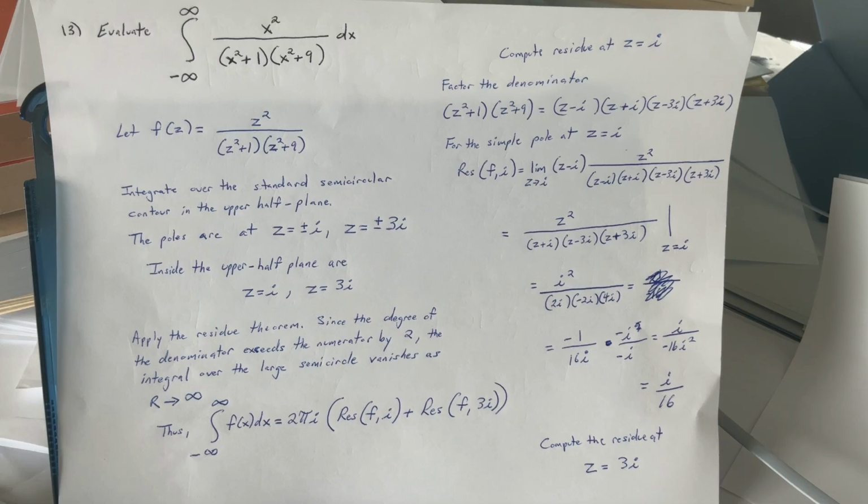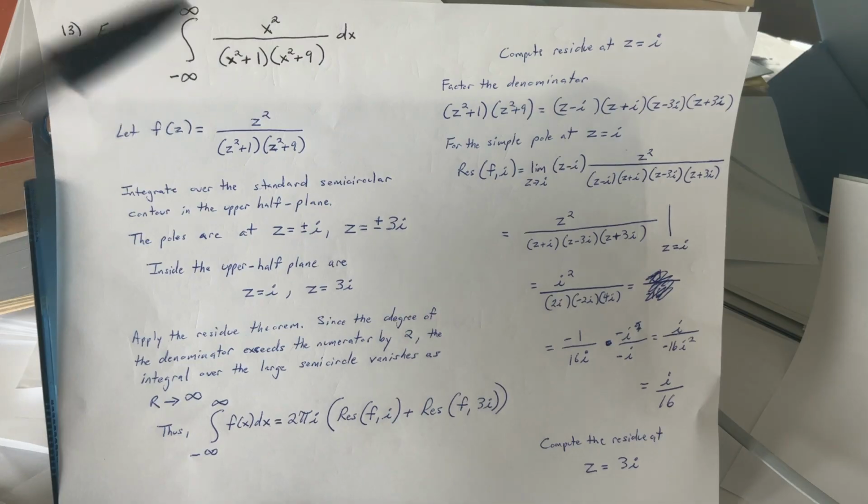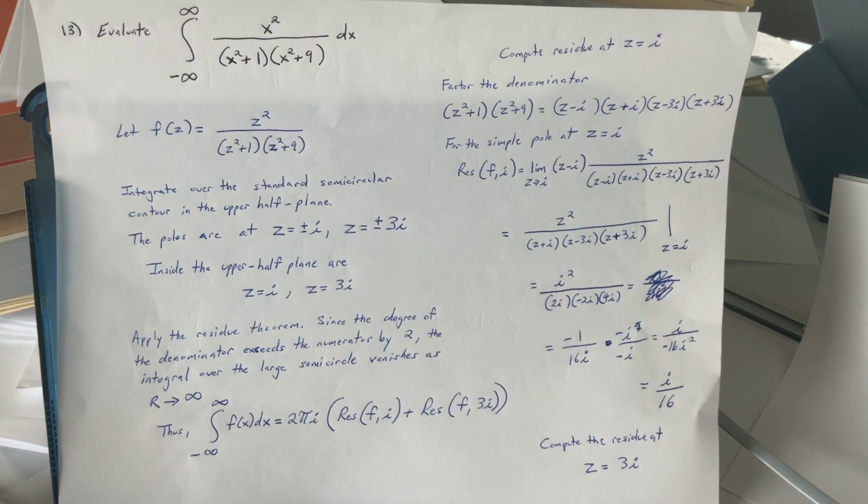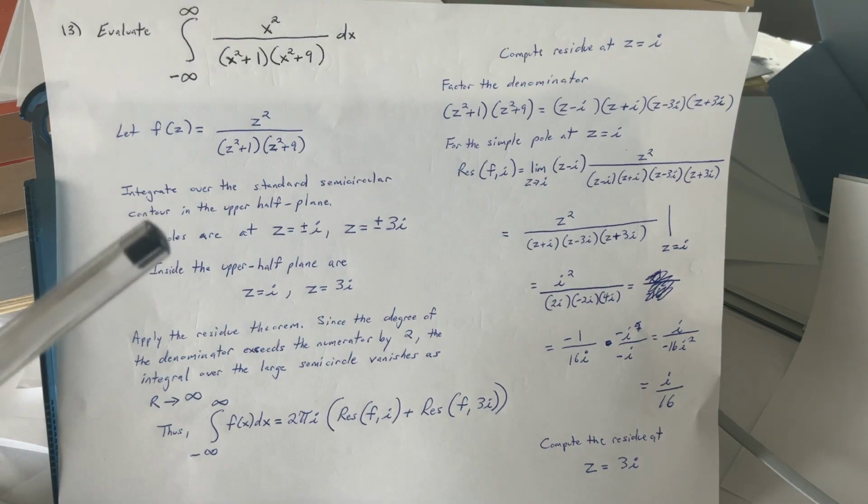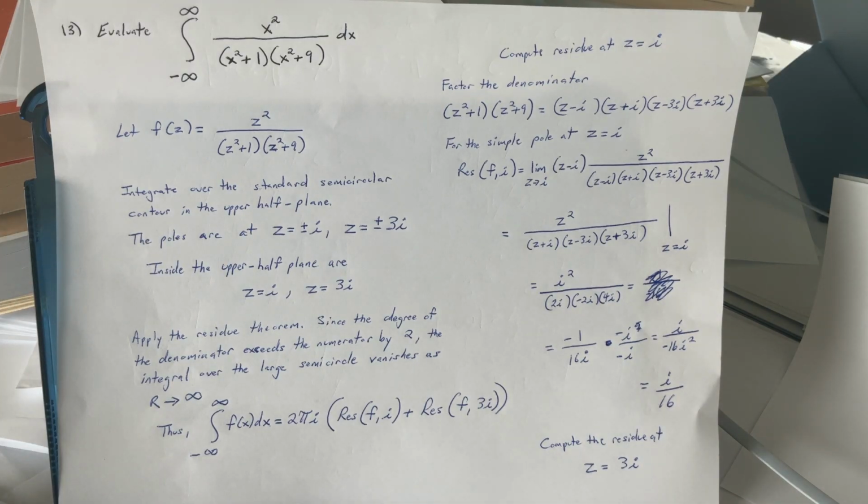Evaluate the integral from negative infinity to infinity of x squared over the quantity x squared plus 1 times the quantity x squared plus 9. So, let f of z equal z squared over the quantity z squared plus 1 times the quantity z squared plus 9. What we're going to do in this situation is integrate over the standard semicircular contour in the upper half plane. So in this situation, we find the poles. Poles are at z equals plus or minus i, and z equals plus or minus 3i.